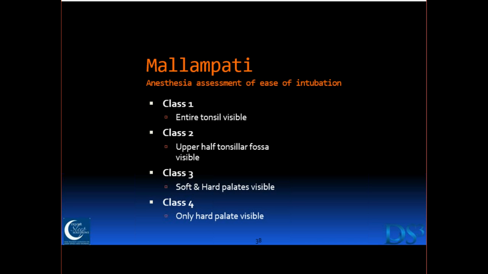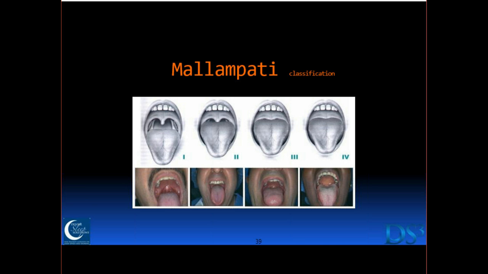What's this, Mallampati? What's another way that the anesthesiologist came up with a long time ago to look at the ease of intubating a patient? So, class 1, I can see everything, all the way down to class 4 where I can't see anything. And I think we have a picture of that. They're just trying to look at how easy it is to intubate someone.